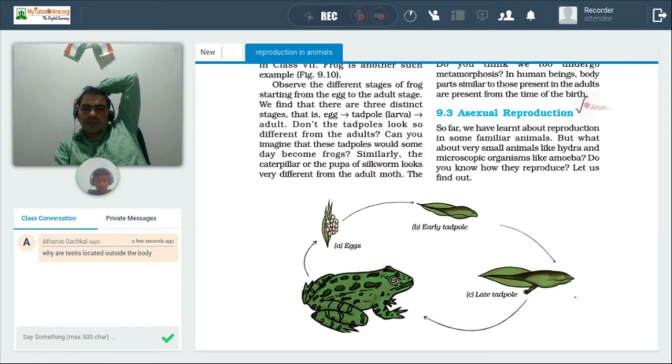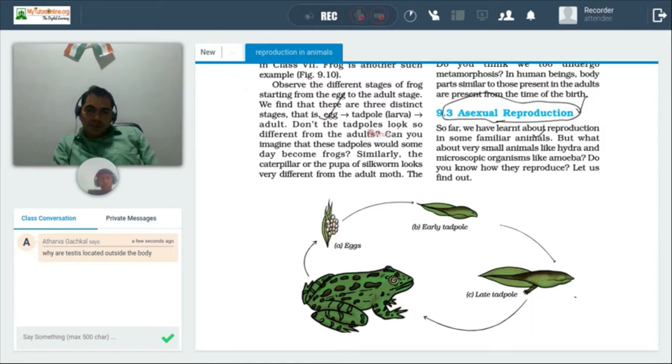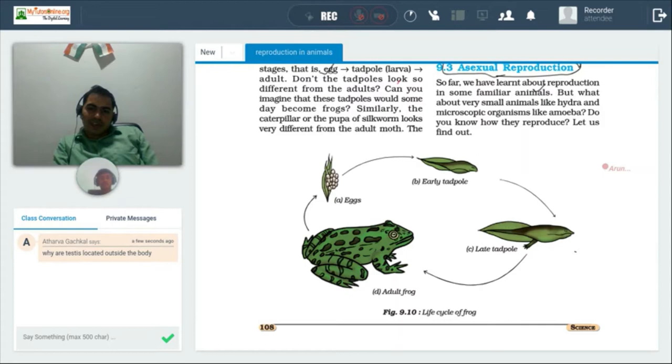So far we have learnt about reproduction in some familiar animals. We have studied reproduction in the case of hens, and we have also discussed how reproduction happens in the frog. Now the next point comes: what do you mean by asexual reproduction? Which organisms reproduce through this mode? These are very minute organisms like amoeba or the hydra. Only a single parent gives rise to the next progeny.